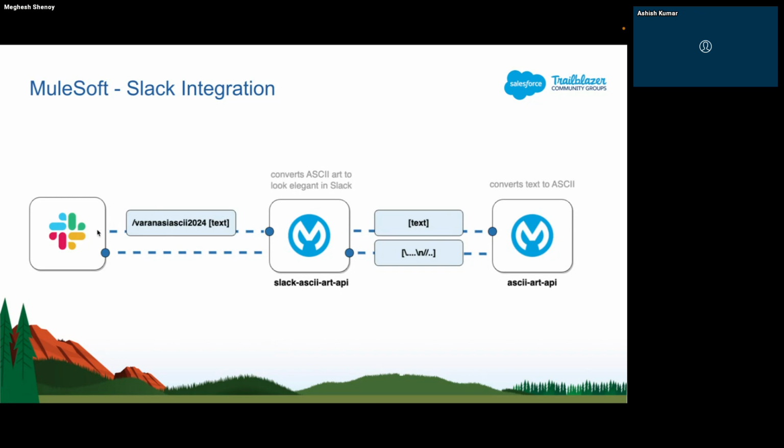So we see we have Slack over here. In Slack, there are something called slash commands over here. So basically, whenever we enter some name or whatever slash commands we have configured, we also send a text over here.